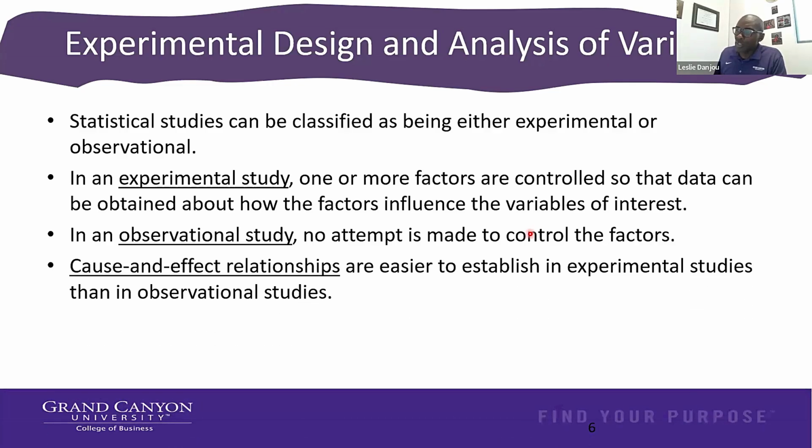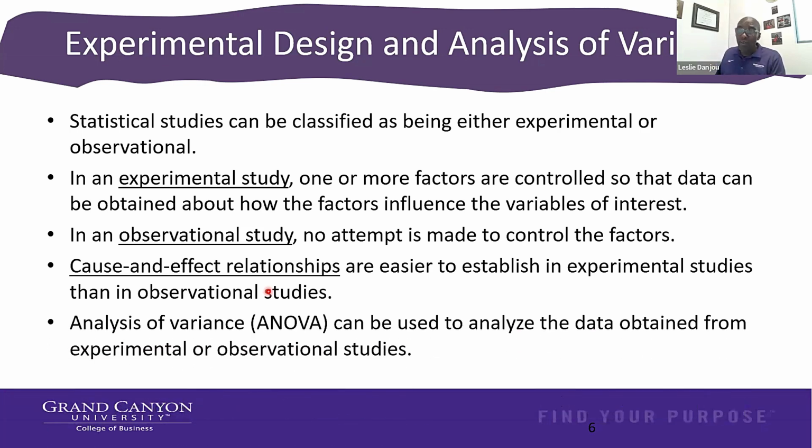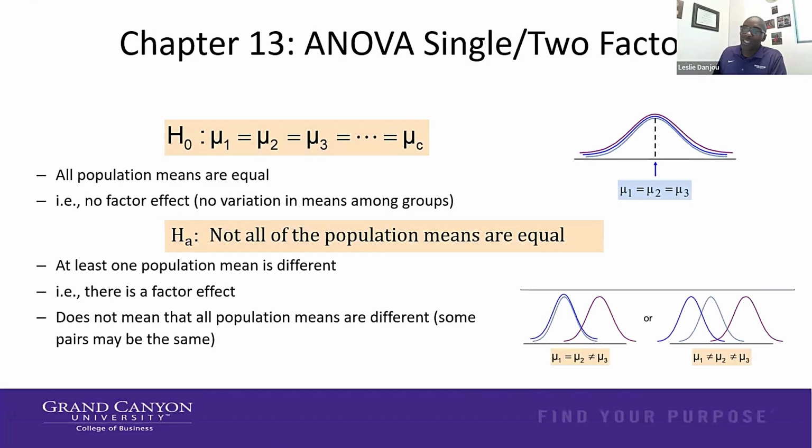Cause and effect relationships are easier to establish in experimental studies than in observational studies. That's very important to know because some tests only work for observational, some tests only work for experimental. But the cool part is ANOVA works for both. It can be used to analyze the data obtained from experimental and observational studies. So ANOVA is really good. We're looking at different averages of groups and subgroups to determine are they equal or not. All right. So what does it actually look like?